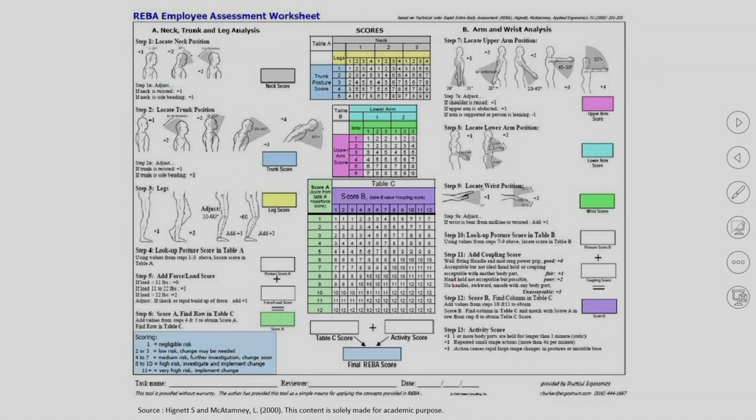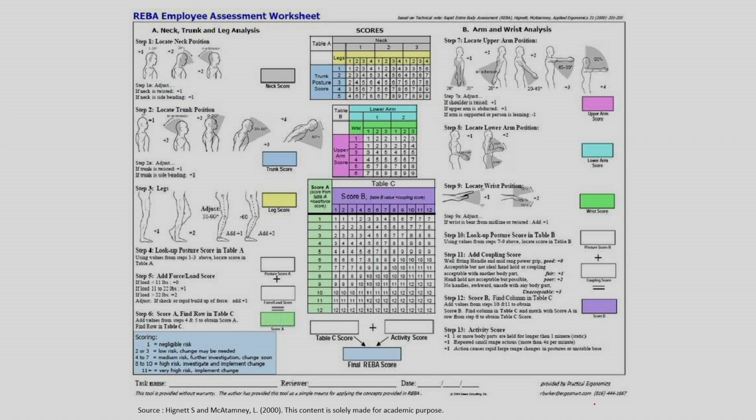We will very briefly go through posture analysis methods. One is called REBA, which is very easy to do, and in industry these two types of posture analysis methods are very frequently used. One is REBA and the other is RULA. REBA is Rapid Entire Body Analysis.